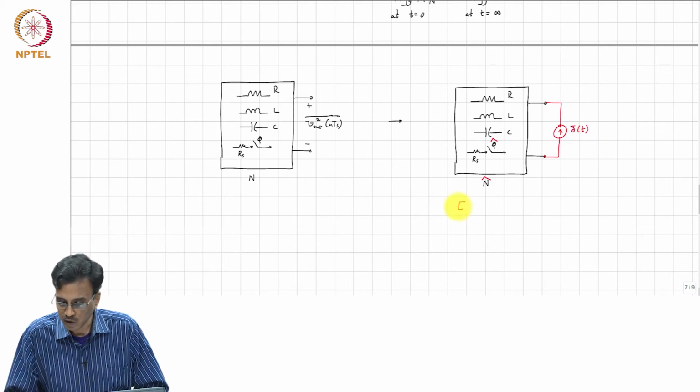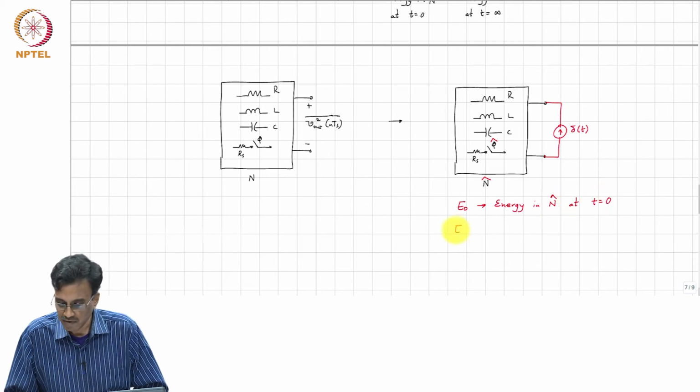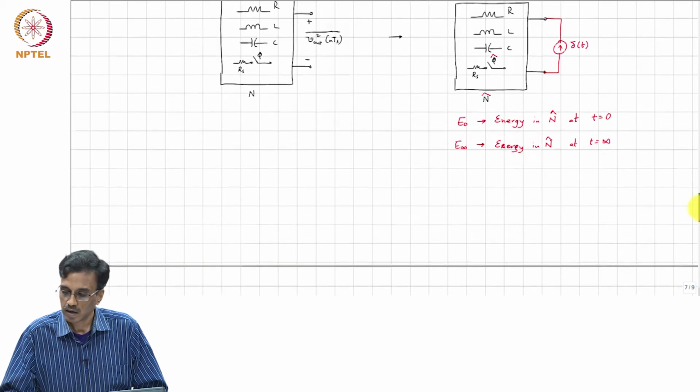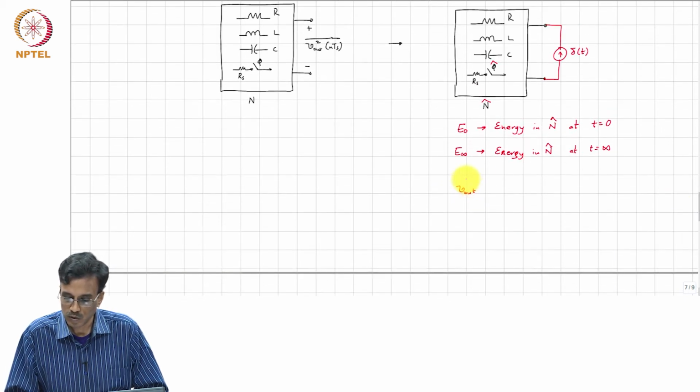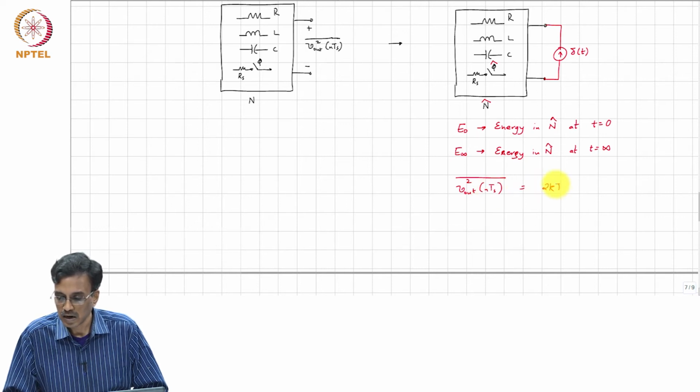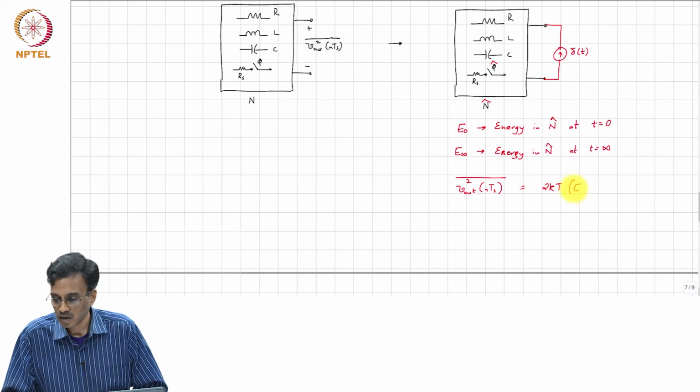right. E0 is the energy in the adjoint network at t equal to 0, E infinity is the energy in the adjoint network at t equal to infinity, and the mean square value of n(nTs) is simply 2 k T times E0 minus E infinity by 1 Coulomb square.